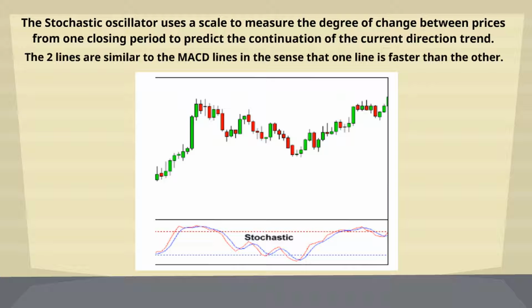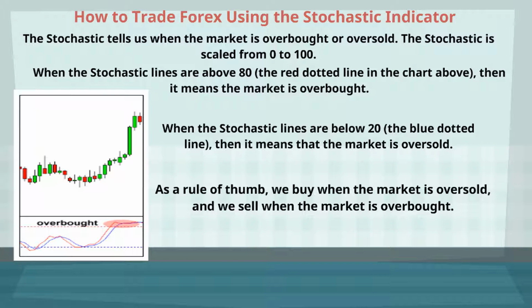The stochastic oscillator uses a scale to measure the degree of change between prices from one closing period to predict the continuation of the current direction trend. The two lines are similar to the MACD lines in the sense that one line is faster than the other. How to trade Forex using the stochastic indicator.